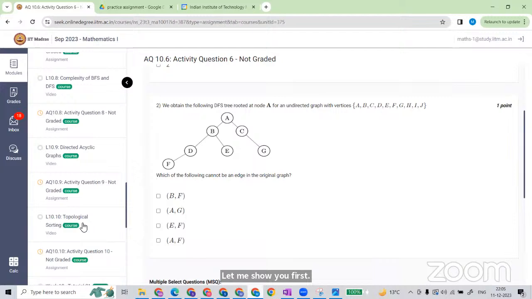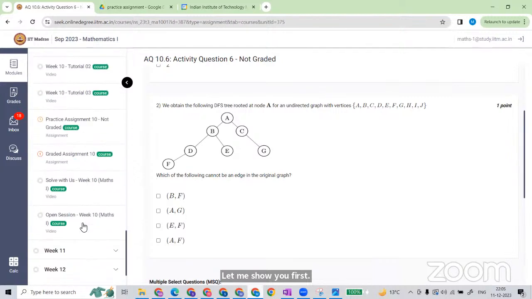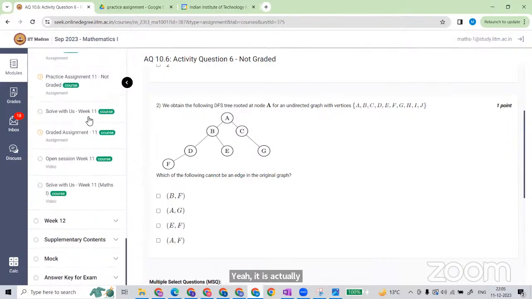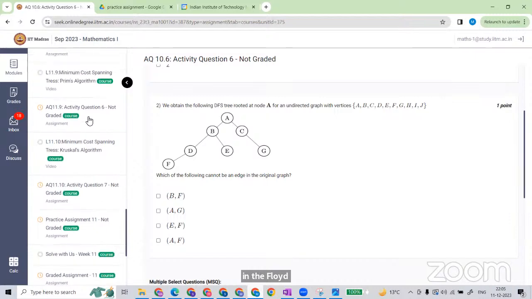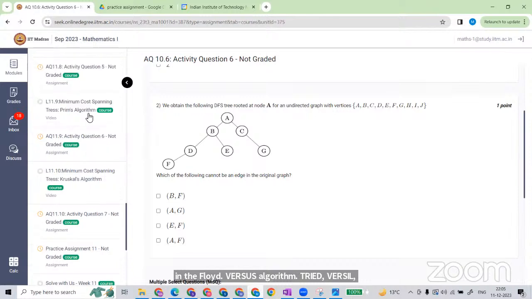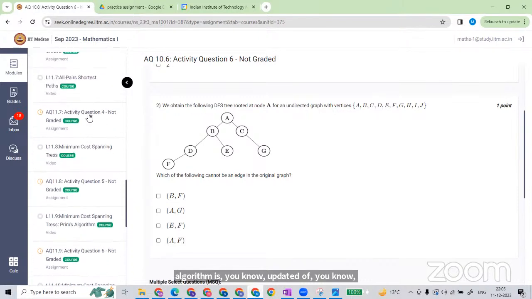Have you discussed the Floyd algorithm already? Yes, it is actually in the Floyd-Warshall algorithm. The Floyd-Warshall algorithm is an updated version of the transitive closure update. There is some extra thing added here.